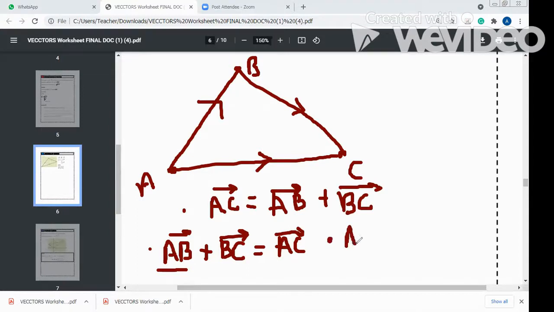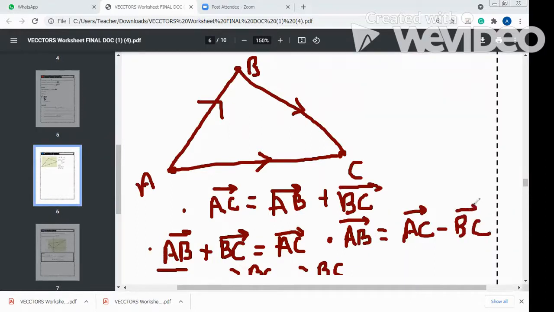What I'll do, I would say AB. I would subtract BC from the left and BC from the right. So I'll get AB equals AC, subtract what? BC. Or in other words, I just bring over BC. I don't normally teach it this way, but when you bring it over, BC becomes negative BC.